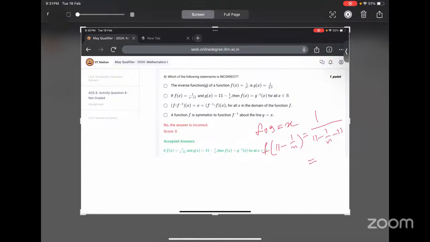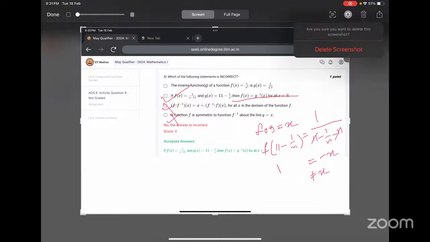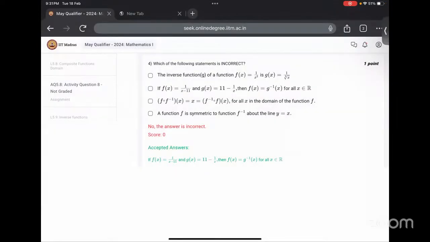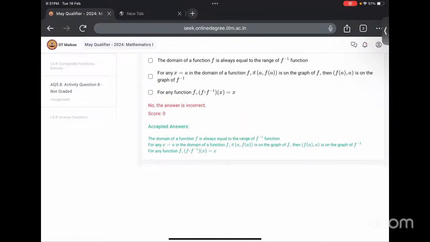That means this is minus x, right? Yes. Minus x is not equal to x, right? Yes. So this is not an inverse, and this statement is incorrect. It means this is a correct answer. Okay, so this is correct, and this is also correct, right? That means these are incorrect, right? The statement is correct. That means the option is incorrect, right? Okay, ma'am.